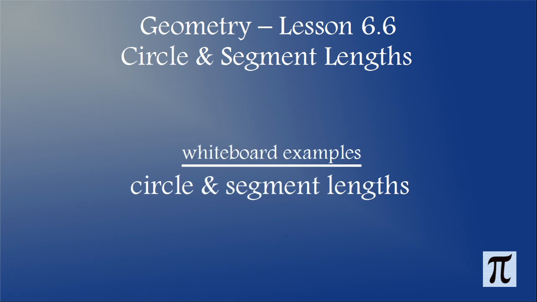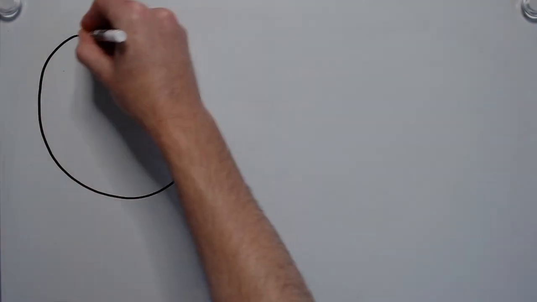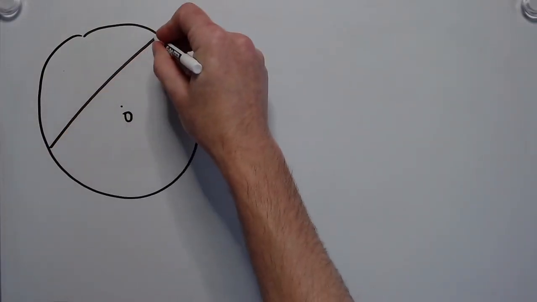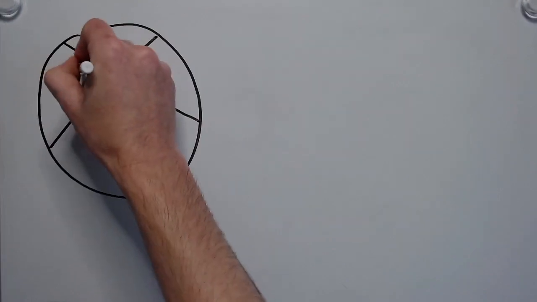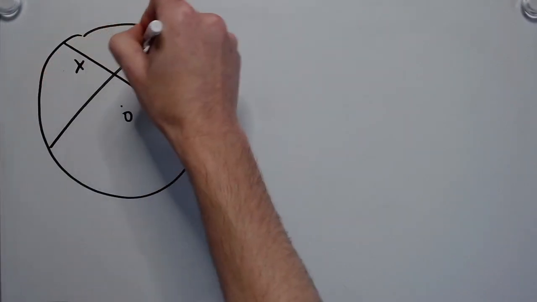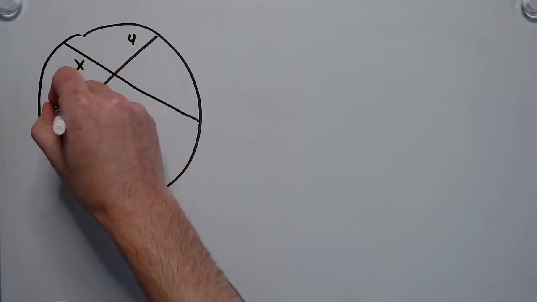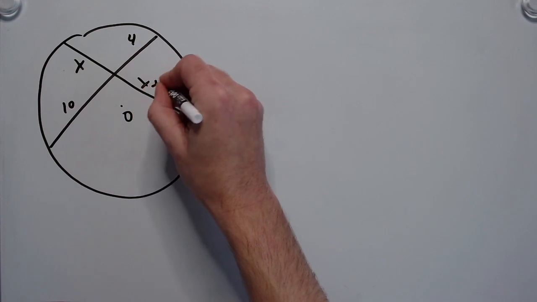Let's jump over to the whiteboard and do some examples. Alright, we're going to start with a circle up here like this-ish. Circle O. We're going to draw two chords like this. And this length over here is going to be x. And this short length will be 4. This longer length over here is going to be 10. And this length over here will be x plus 3.